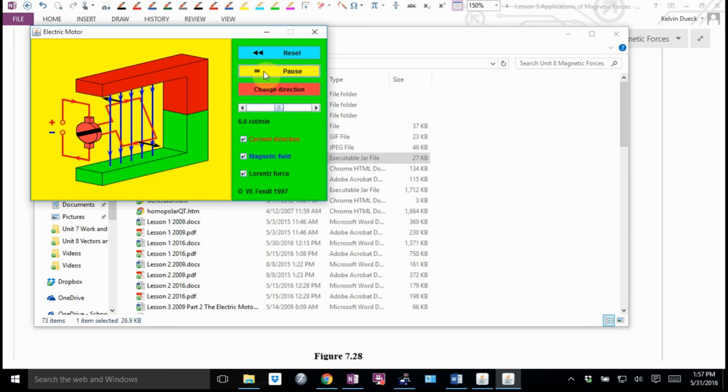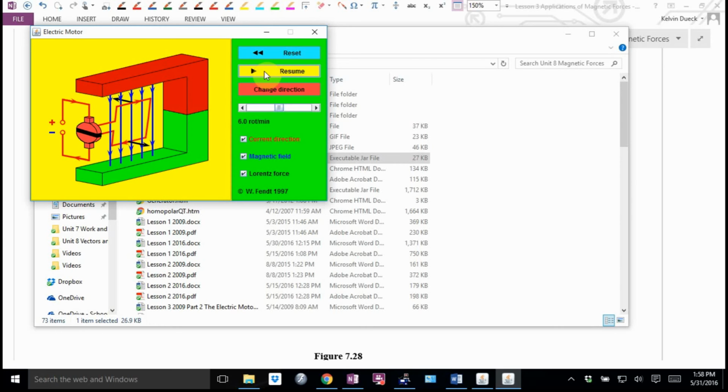Resume. It carries on through that gap with its own momentum. Again, even though the bottom has become the top and the top has become the bottom, that top branch still has the current going that way, force to the left. It's still spinning in the same way. Okay? This is a very, very simplified electric motor.